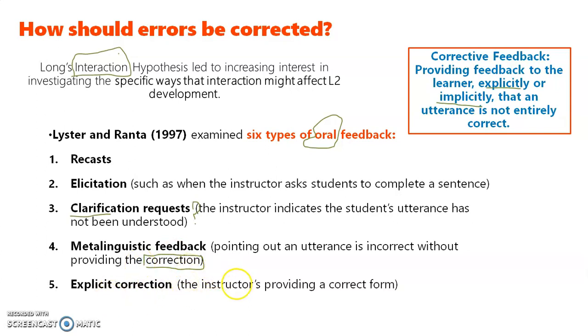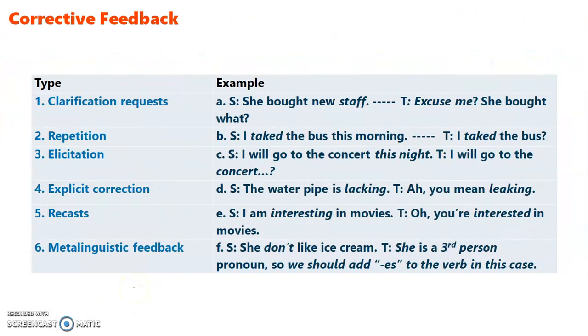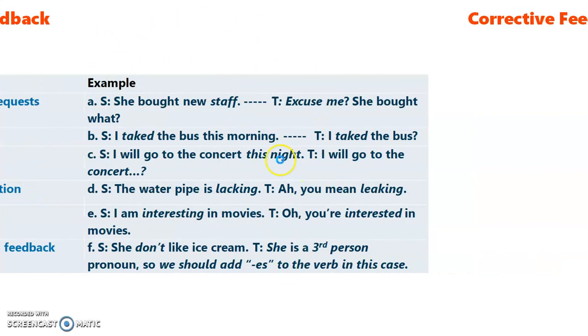Finally, we have explicit correction. The instructor directly gives the student the correct form. And finally, repetition, that is repeating the phrase as it is without correcting it. This is how recasts and repetition differ. Recast provides a correction, while repetition does not provide a correction. You can see here a set of examples. I also explained them in the recorded session. You can please read them, and if you have any questions, let me know.